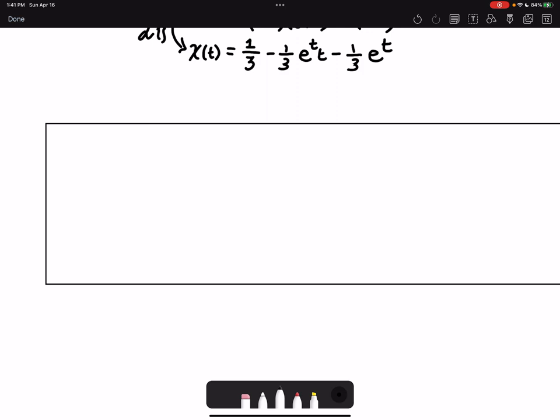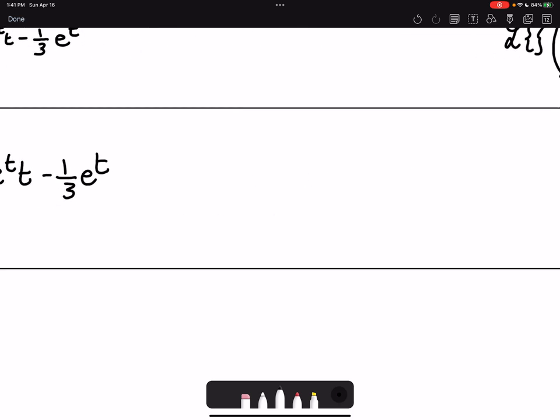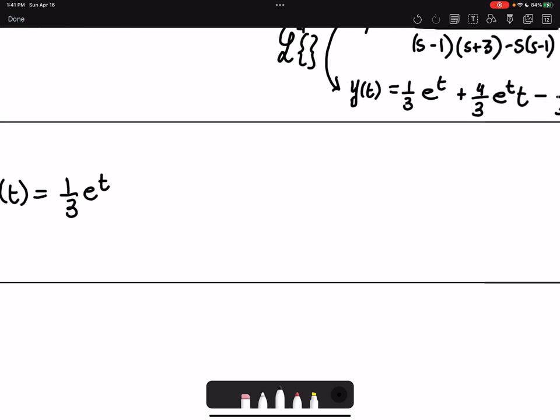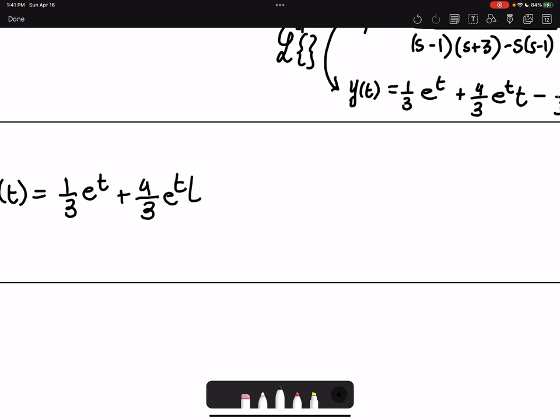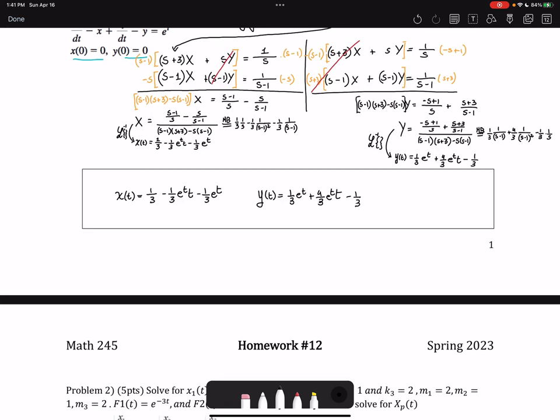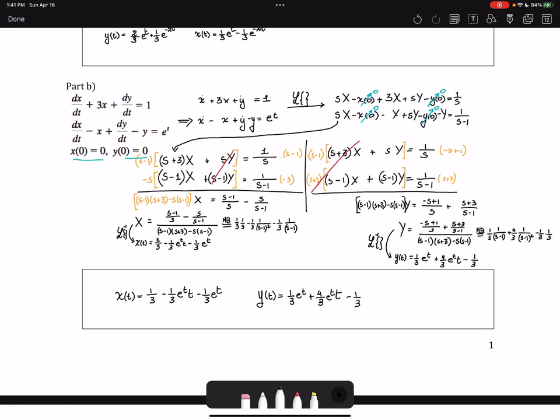We can write them over here. X of t is equal to 1/3 minus 1/3 e to the t times t minus 1/3 e to the t, and y of t is equal to 1/3 e to the t plus 4/3 e to the t times t minus 1/3. And now I'm going to show you how to do this in MATLAB. I'll see you there.